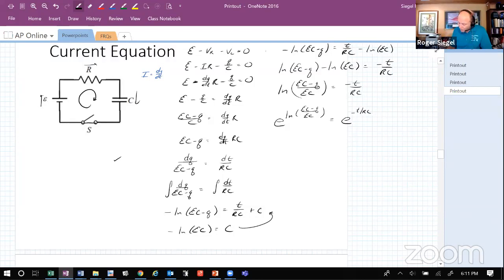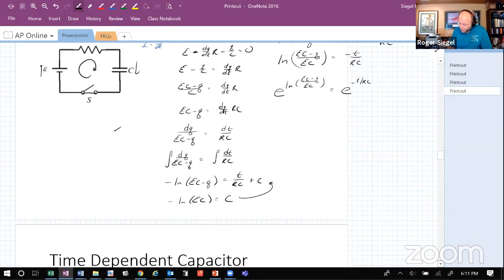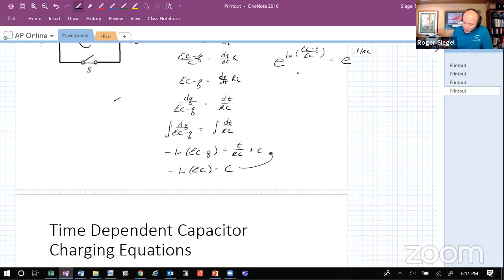Now on the left, you know why I did that. That was to get rid of the logarithm. And so what I'm left with over here on the left is EC minus Q over EC. And on the right, I've got E to the minus T over RC. Now I'm still trying to solve for Q, and I'm a few steps away. You can probably see it coming. EC minus Q is equal to EC times the exponential to the negative T over RC.